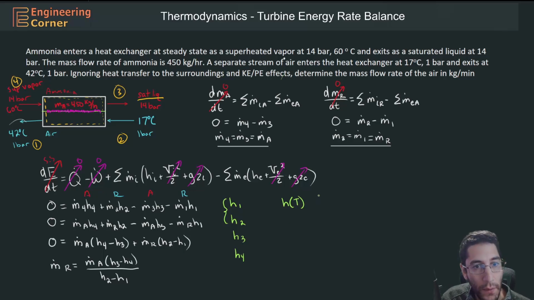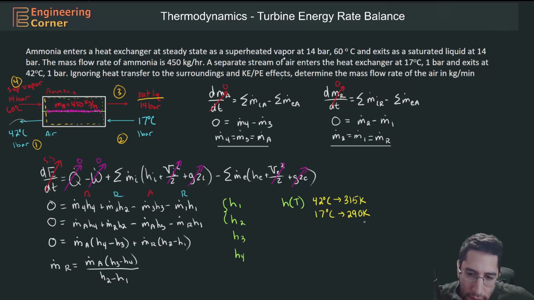Enthalpy is a function of temperature, and we need to make sure we're using absolute temperature scales. So here H1 is 42 degrees C, which is equal to 315 K, and H2 is 17 degrees C, which is equal to 290 K. What we can do is go to our air table and look up these two values.